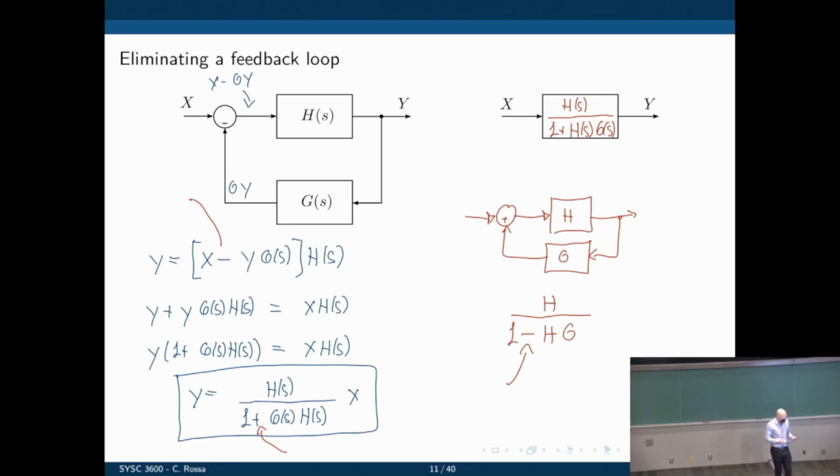Okay, so two simple rules here to remember. Whenever we have this sort of structure, the transfer function is the line function, that is the top function that goes forward, that is h in this case, divided by 1 plus or minus the multiplication of the line function and the feedback function. If the feedback function is not there, that means g is 1. Then you simply have h divided by 1 plus h or 1 minus h, depending on the sign of the feedback loop.